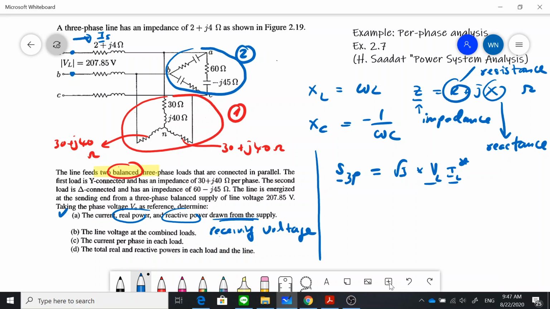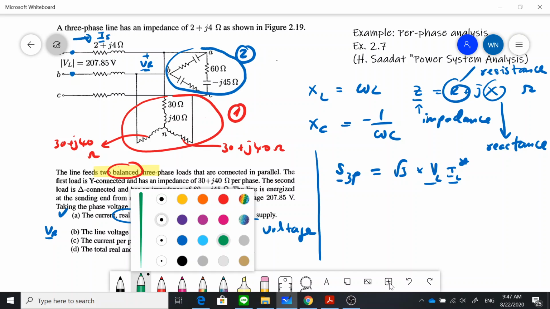So from this picture, you probably know the receiving end voltage is here. This is the V receiving. So problem B asks you to determine the V at the receiving end. And question C asks you to determine the current per phase in each load. Meaning that we have to determine the current at each load, meaning here for one load.